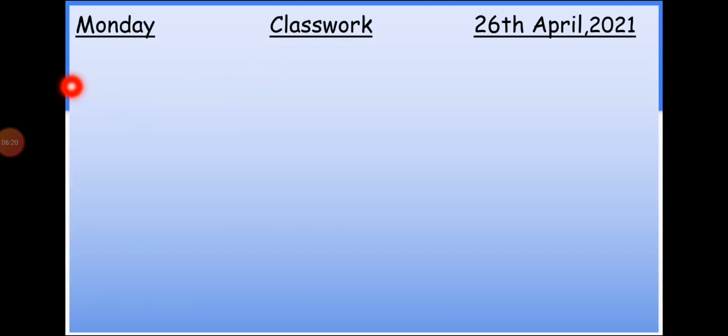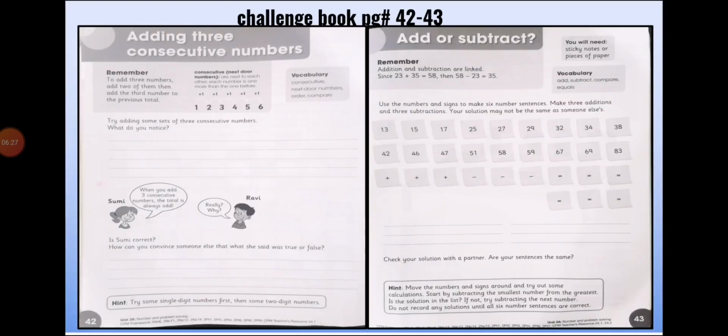Your day and date slide. On the extreme left top, Monday; in the center, classwork; on the extreme right top, 26th April, 2021. And you write your day and date on challenge book page number 42 here. And on 43 you write only classwork.